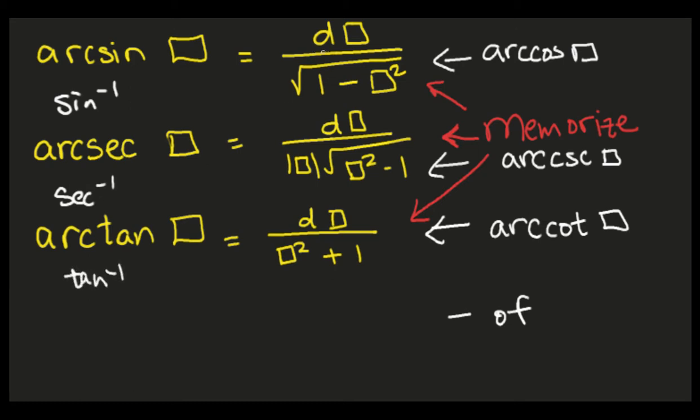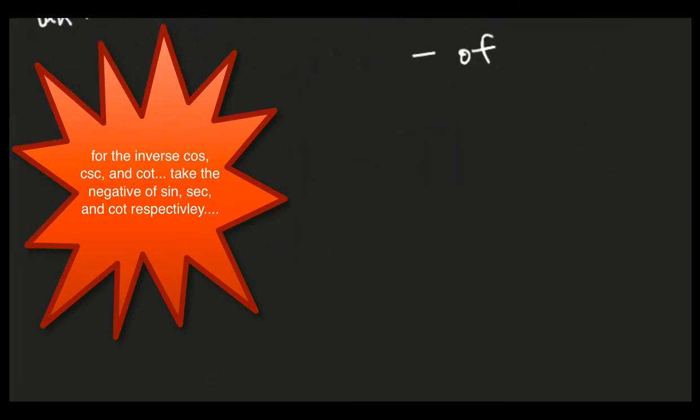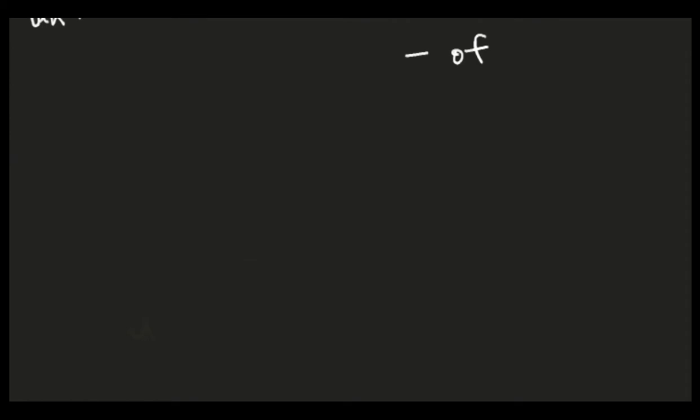For those, you just take the derivative of whatever's in the box and you write the rest of the formula down, whether it's the square root of 1 minus box squared, or box squared minus 1, or box squared plus 1. And then for these ones here, the ones in white, you just take the negative of the preceding one. So for arc cotan, it's negative d box over box squared plus 1. So let's see it in action. Best way to learn. Do as many of these as you can, right?